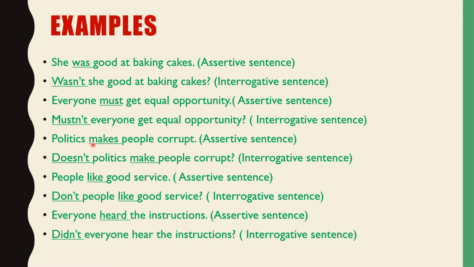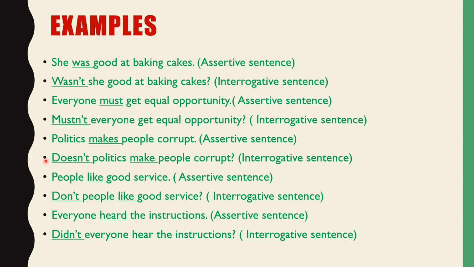The third example, politics makes people corrupt. This is also an assertive sentence and it is positive because there is no negative word. Now, makes is underlined, but makes is not the auxiliary. So, if you refer to the previous slide, it tells us that if there is no auxiliary, then we have to use do, does, or did, depending on the tense and the number of the sentence. So first we have to look at the sentence. Politics makes people corrupt. What is the tense of the sentence? It is in the present tense.